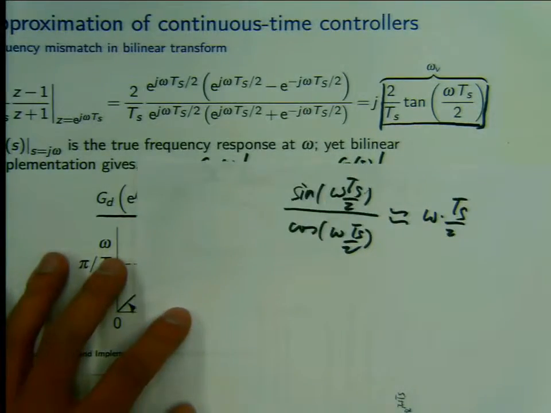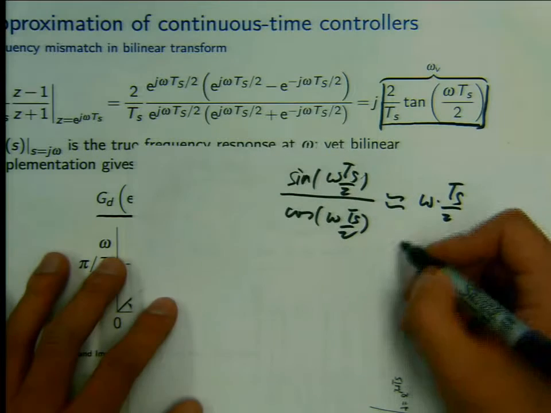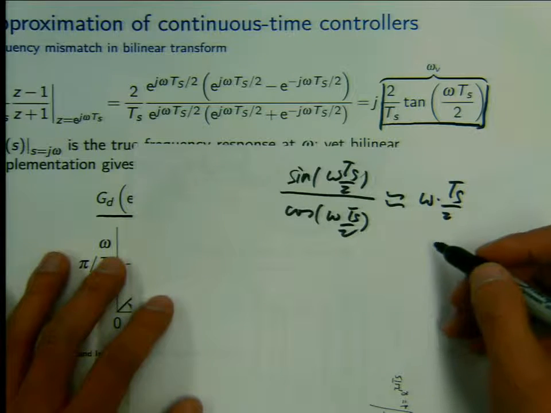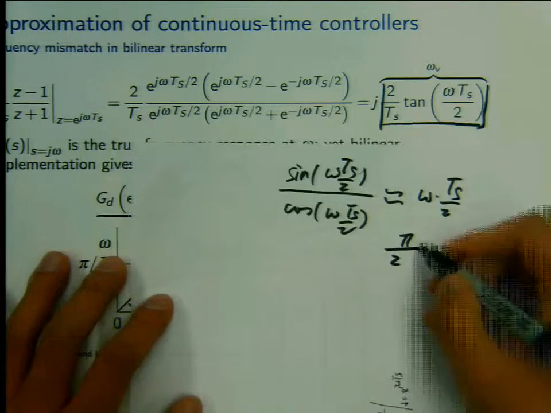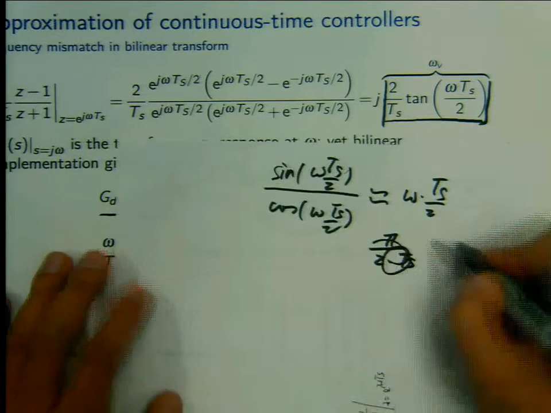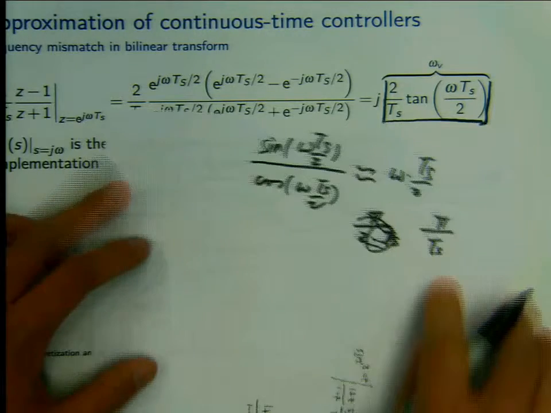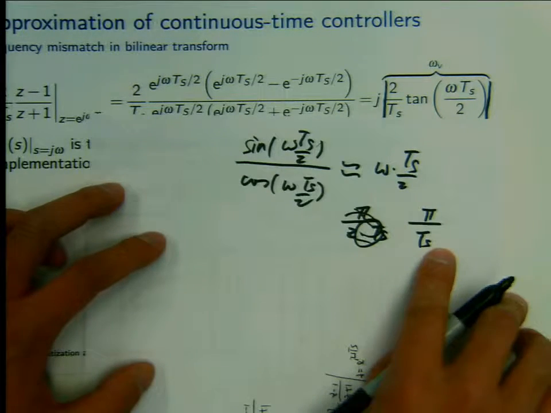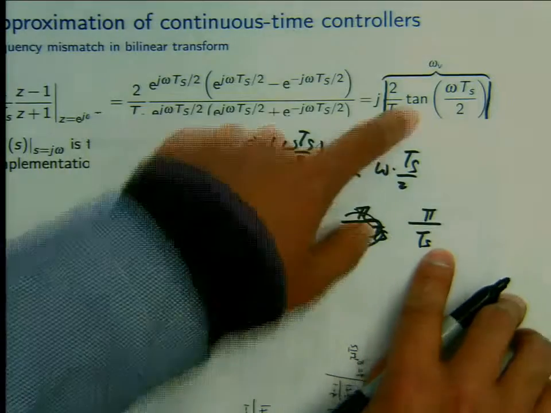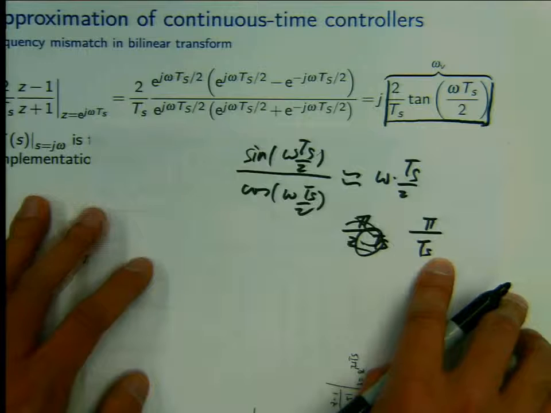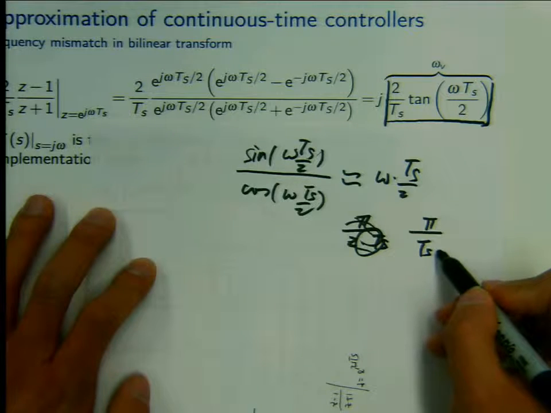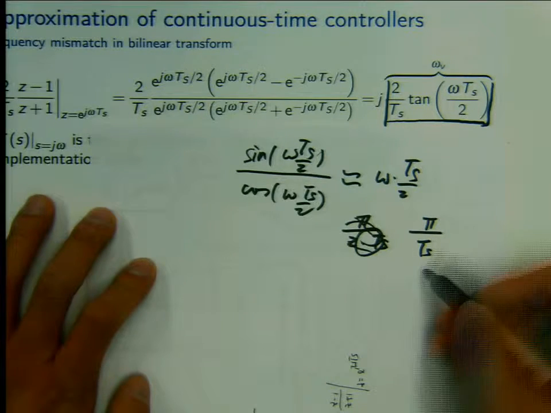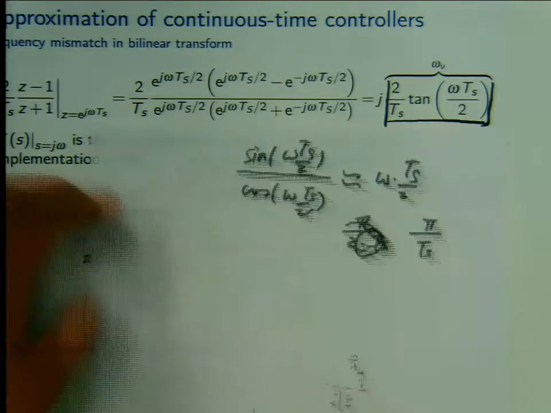What will be the case if ω is very big? Let's say, how big? Someone help me here, figure out the number. How about somewhere near pi divided by 2, then divided by Ts. Somewhere near pi divided by Ts. If ω is approximately this frequency, what will be the tangent? Approximately infinity, right? So now you see here, if ω is very large, because sampling time is very small, pi divided by sampling time is usually large. If ω is very large, you see this guy and this guy, they are not equal at all.